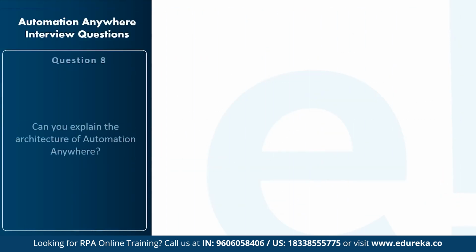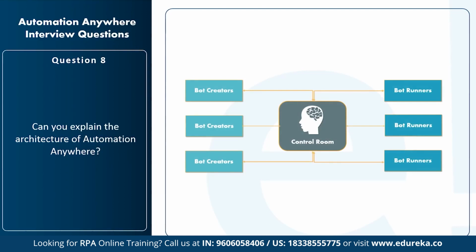Now let's move forward with the next question, that is, can you explain the architecture of Automation Anywhere? Automation Anywhere follows a distributed architecture. Through this architecture, it makes sure that it has centralized management, which is accomplished through the Automation Anywhere control room. The architecture is mainly segregated into three components, that is the bot creators, the bot runners, and the control room. As you can see on my screen, the bot creators and the bot runners are connected to the control room, and the control room is the brain of Automation Anywhere.